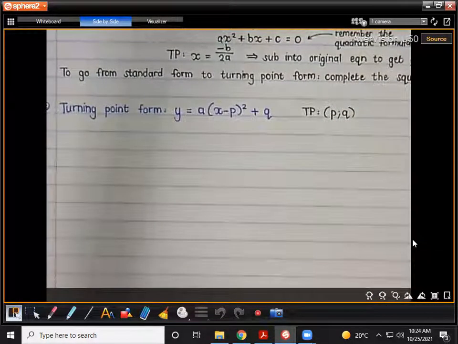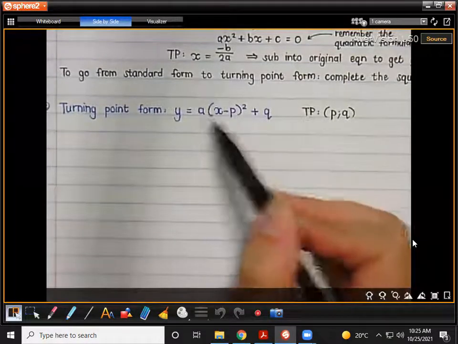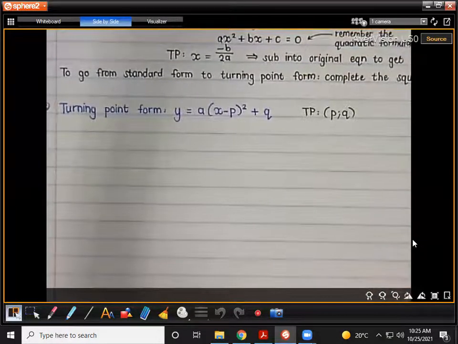Didn't you say our y-intercept will be if you put 0? Yes, I'm going to write that down now. But then this is going to give you negative p squared, not a 0. Yeah, negative p squared, which then becomes positive p squared. Okay, so guys, turning point, are we fine with that?